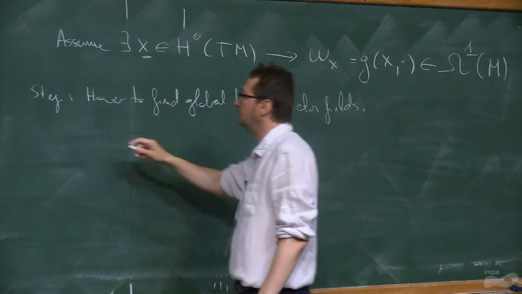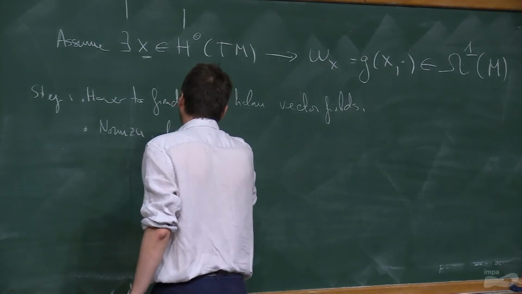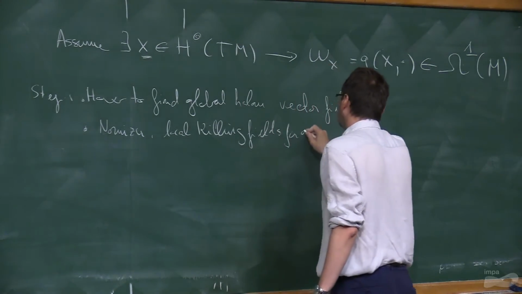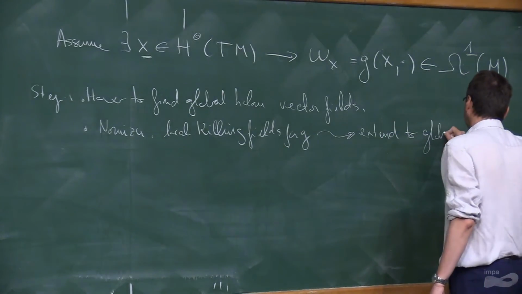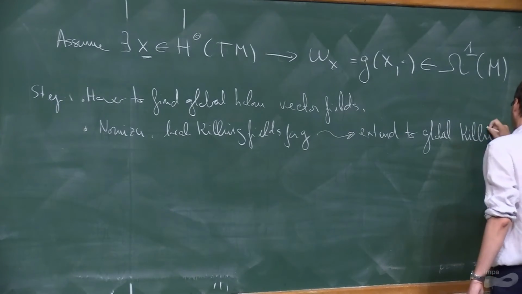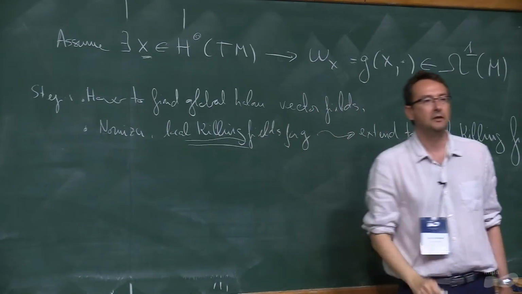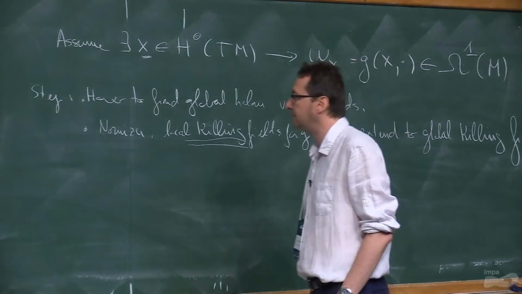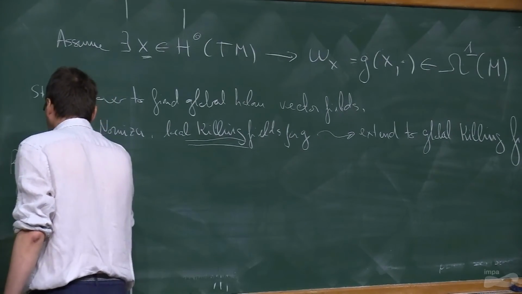And here what is important is, first, by a result of Nomizu, local Killing fields for G extend to global Killing fields. So it's enough to find some local symmetry. And now, how can one find local symmetries for those holomorphic Riemannian metrics? This follows a method coming from Bogomolov and Gromov.